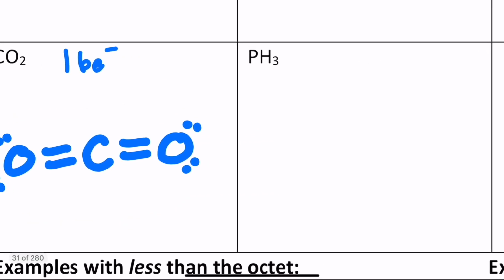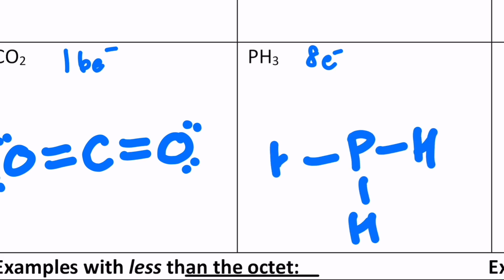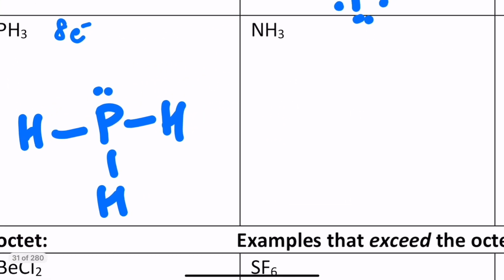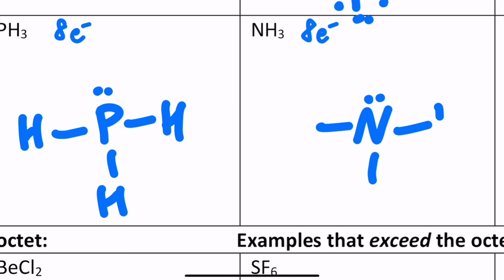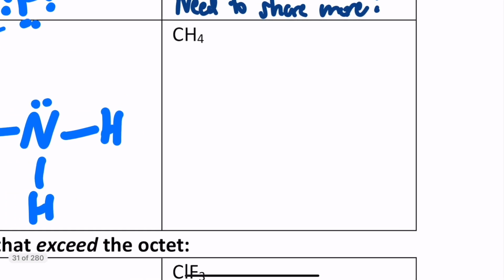In the phosphine molecule, there's only 8 electrons. It's a central phosphorus with 3 singly bonded hydrogens and 1 lone pair on the phosphorus. No formal charges, no double bonds. Ammonia looks almost exactly the same. It's also 8 electrons. It's just a nitrogen in the middle instead of a phosphorus. Makes sense. Phosphorus and nitrogen are in the same column of the periodic table, so they bond very similarly to each other. And then the last one, methane, last one in the series, is also 8 valence electrons.